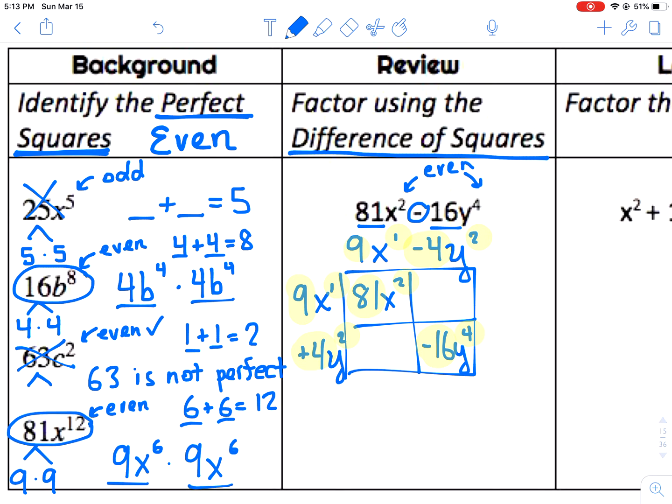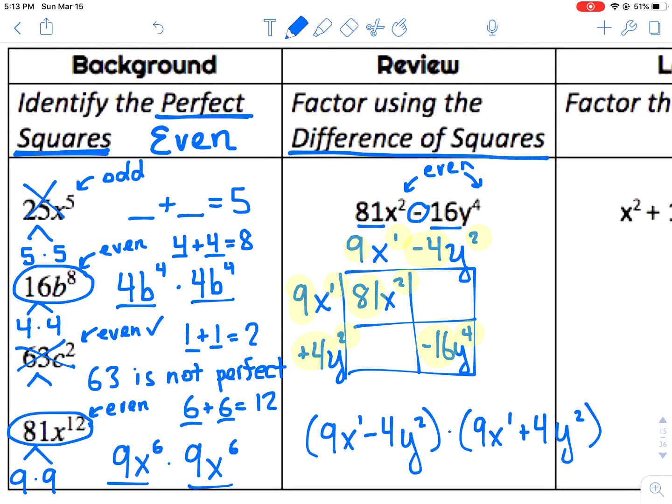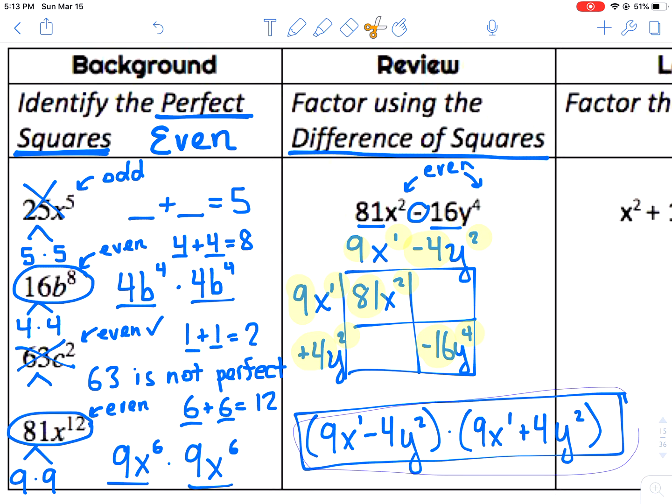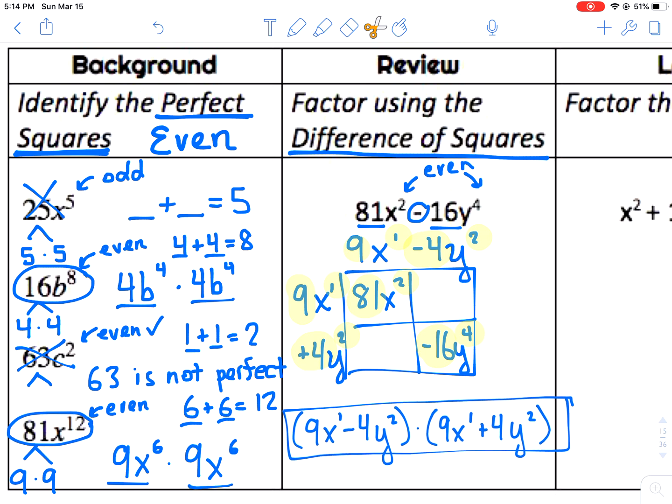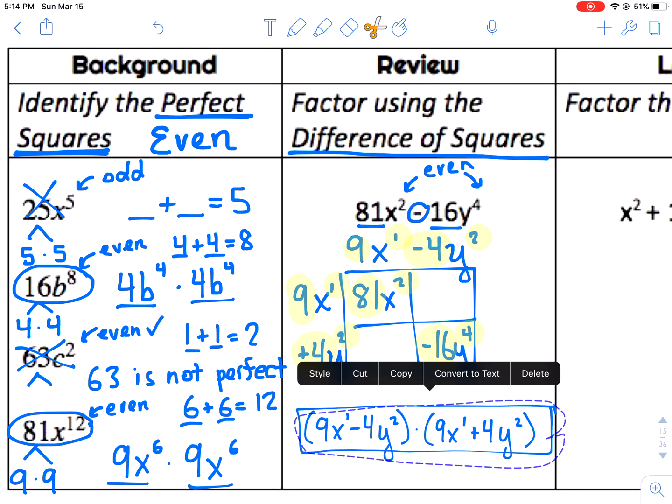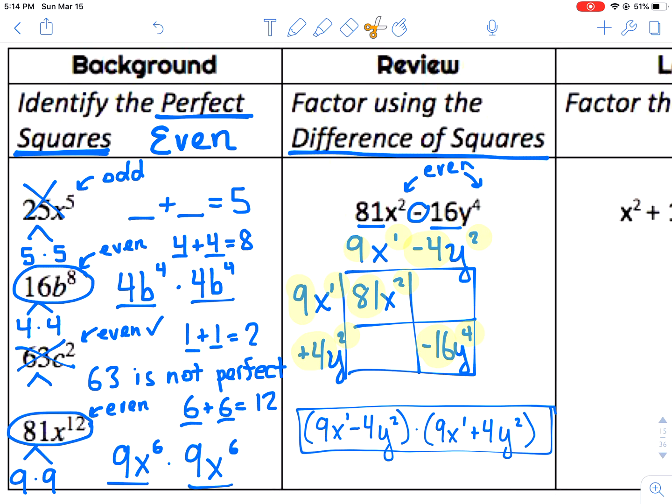So our answer would be 9x^1 minus 4y^2 times 9x^1 plus 4y^2. So this here would be our final answer for factoring using the difference of squares.